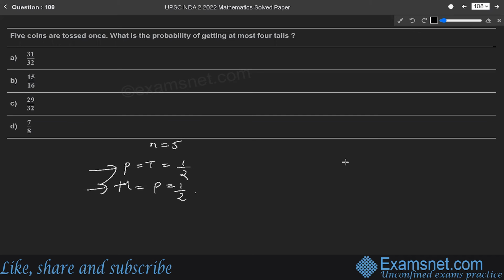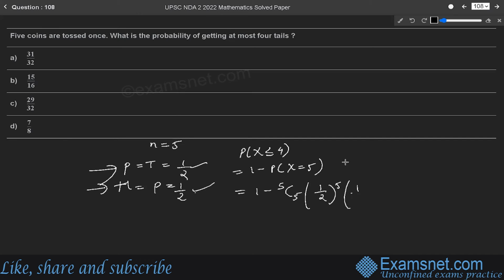We know that total number is 5. So at most 4 tails means it will be less than or equal to 4. It can also be written as 1 minus P of x equal to 5. So it will be 1 minus 5C5 for the 5 cases, and probability of tails and head is 1 by 2, so 5C5 into 1 by 2 to the power 5 into 1 by 2 to the power 0. So it will be 1 minus 1 upon 32, which will be 31 upon 32. So this is the required probability of getting at most 4 tails. Therefore, option A is correct for this question.